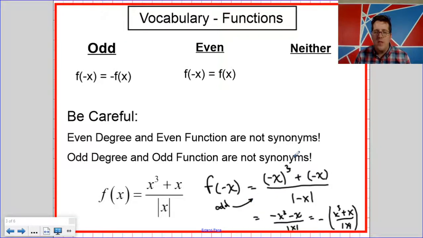And that's not just because the numerator happens to have an odd power in it. There are all sorts of rules about what happens when I divide an odd function by an even function, for example. But it's not so simple as I looked at the degree and saw that it was an odd number.